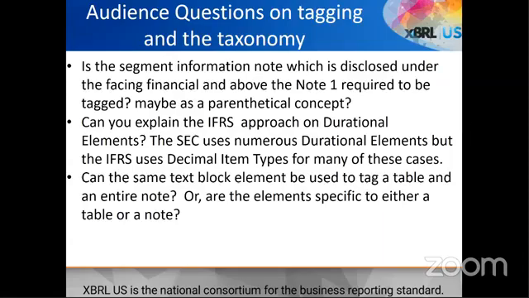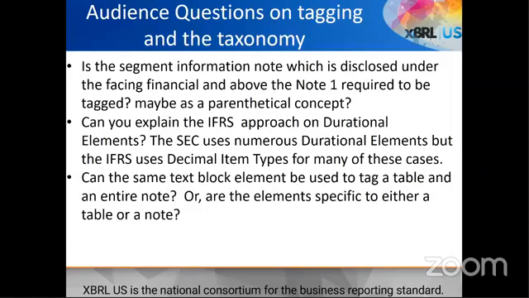Okay, thanks, Jill. Thanks, Walter. So the next question we have here, and this is what we mentioned earlier when we were looking at the IFRS taxonomy, is: can you explain the IFRS approach on durational elements? The FASB taxonomy has numerous durational elements, but the IFRS is using decimal item types. Is there anything that filers should be aware of in regards to this?